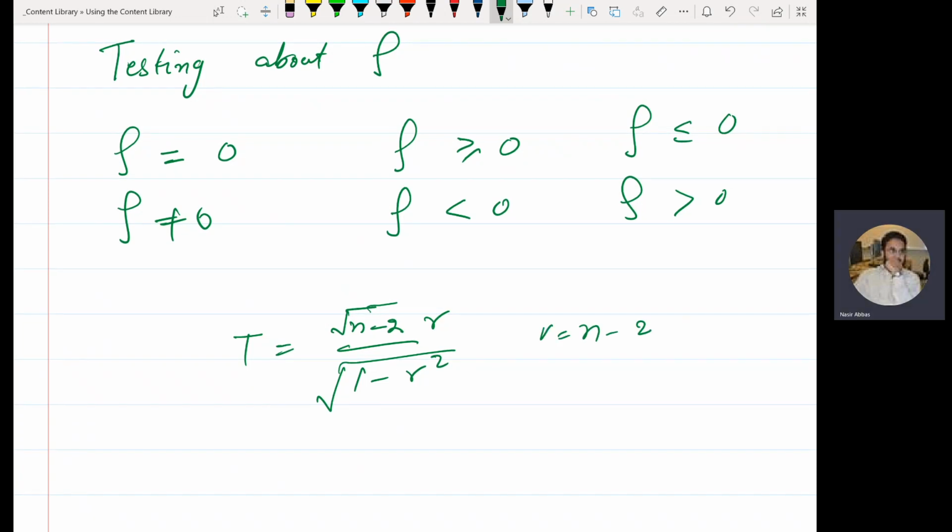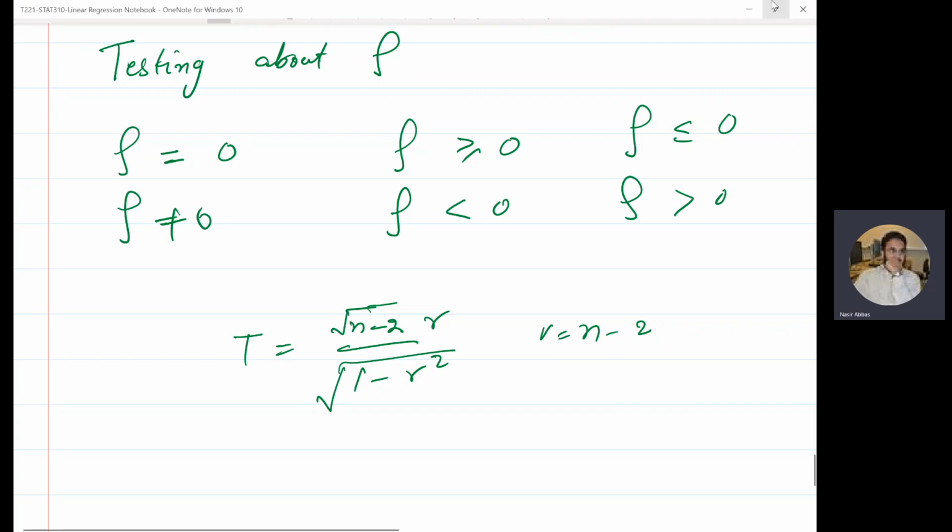And the same rejection regions that we discussed for beta 1, same rejection region. For two-sided, the rejection region will be two-sided. For one-sided, the rejection region will be one-sided depending upon the direction of H1. Exactly the same. Let me quickly show you.